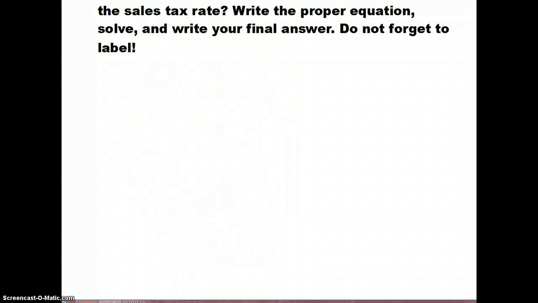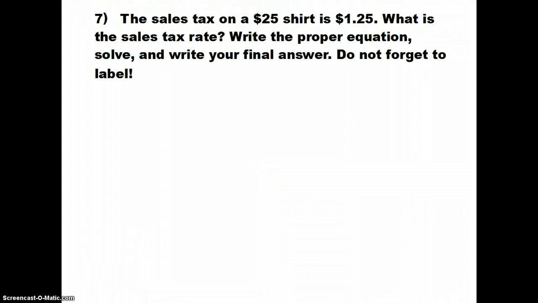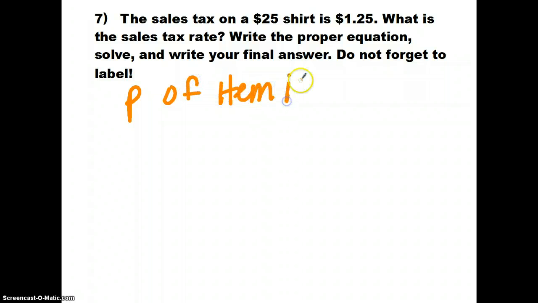Number 7 begins, ooh, I need to move this. How do I do this? Hold on. All right, number 7 begins the word problem. So when we're talking about sales tax or commission or discounts or anything like that, we start our word problems with the phrase P of item is the amount. And the amount could be the amount of tax, could be the amount of commission, could be the amount of discount. In this case, it's going to be tax.